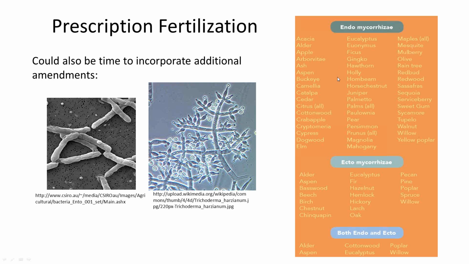So making sure we are matching the species of mycorrhizae to the plant, and those species are broken down into two main categories, which would be endomycorrhizae and ectomycorrhizae. Making sure that we are using the right genus or species of mycorrhizae for the plant is important. So again, as an example, if we applied ectomycorrhizae to an elm, we probably wouldn't get an association. If we applied endomycorrhizae to an aspen, we probably wouldn't get an association. So making sure you're matching your mycorrhizae to your plant species is important when it comes to doing prescription fertilization, if this is the road you decide to go down.